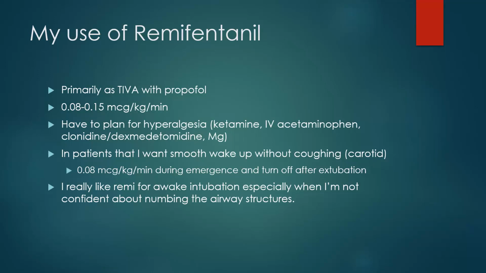Now, when I use remifentanil, it's primarily as part of a TIVA. Usually you go from 0.08 to 0.15 mic per kilo per minute. And whenever you use remifentanil, you've got to think about the hyperalgesia, because even after 30 minutes, 60 minutes of TIVA with Remi and propofol, if you don't give any other agents to blunt the hyperalgesic response, you can get opioid-induced hyperalgesia. The medicines that are known to blunt this hyperalgesic response are ketamine, which is the strongest, IV acetaminophen, clonidine, by extension dexmedetomidine, and magnesium as another NMDA antagonist.